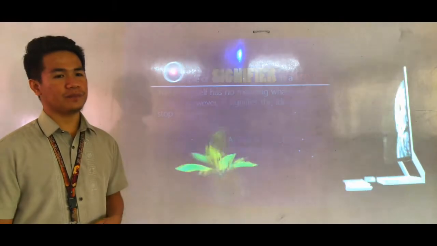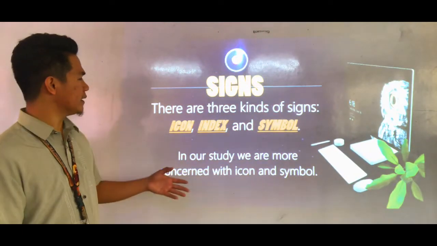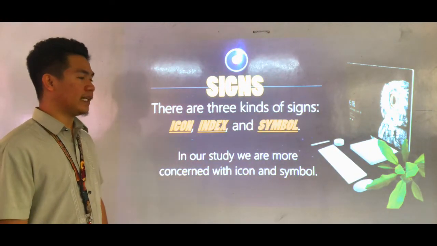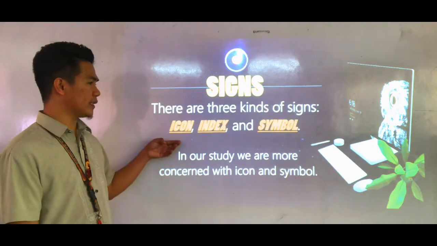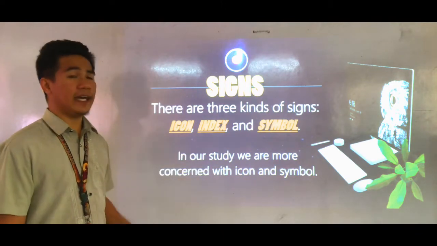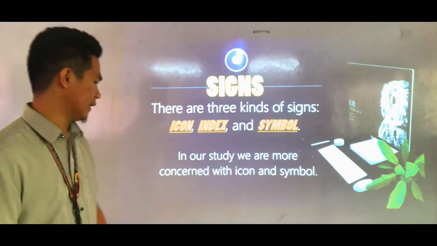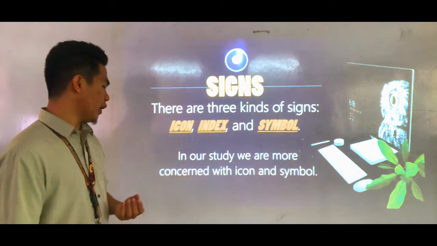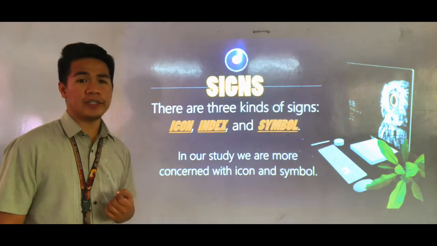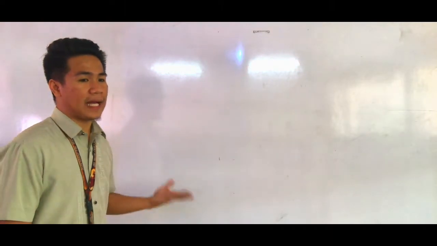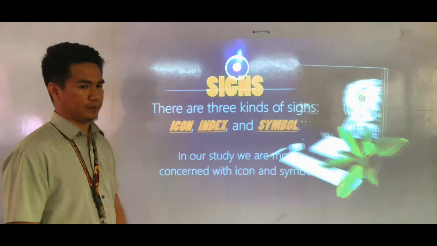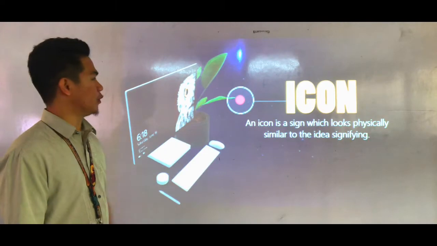Okay? And then when we say signs, there are three kinds of signs. We have the icon sign, index sign, and the symbol sign. In our study, we are more concerned with icon and symbol. So we will discuss what is icon and symbol. Let's start with icon.